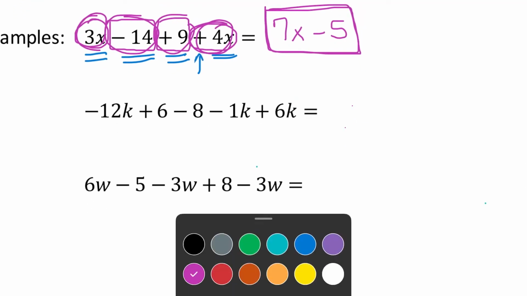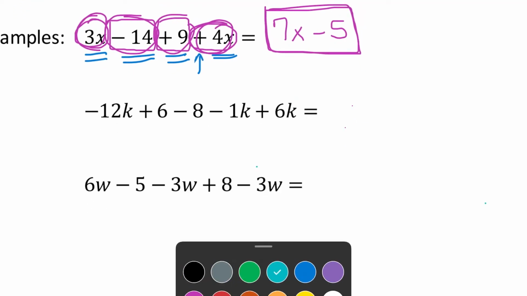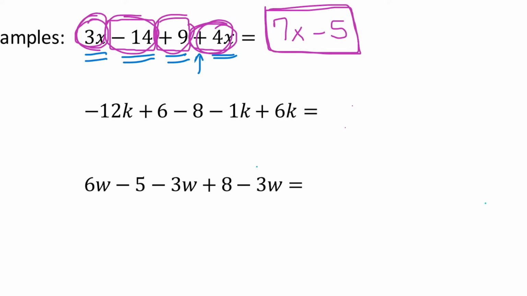Let's switch colors again. How about turquoise? So again, we're going to circle our variables. So our first variable is negative 12k. Our second variable is negative 1k. And our third variable is positive 6k. Our constants are plus 6 and minus 8.